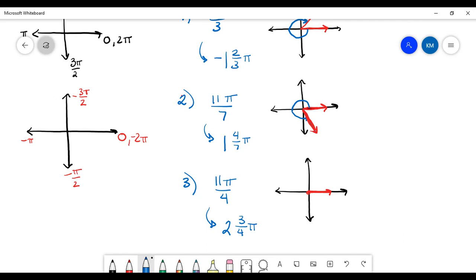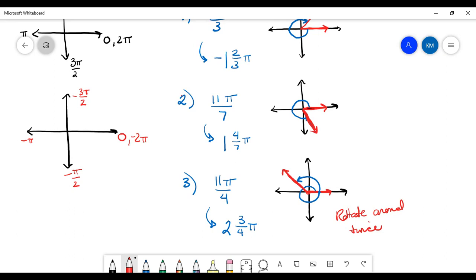we're going 2 pi. So 2 pi is 1 full rotation, and now we need to go 3/4 pi. So we're going to go off a little bit more, 3/4 of 1 more pi, and we are left with a terminal side in quadrant 2, like so. So this rotates around twice, or just more than once.